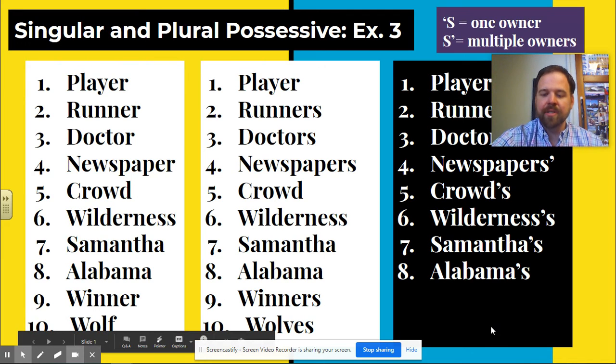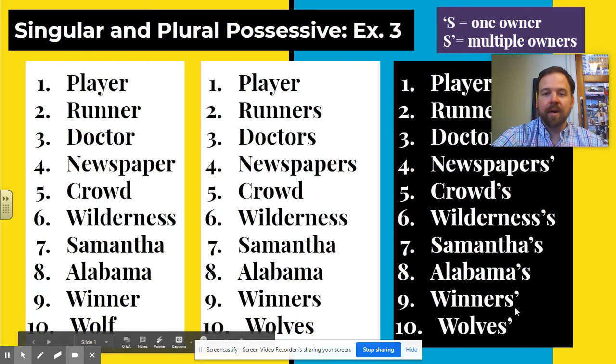All right, winners is that's apostrophe. And the last one here, 10, wolves was kind of tricky too because you had to take wolf, turn into wolves, and then you had to have plural possessive, which again, you keep this wolves and you bring the apostrophe over, so you have S apostrophe. So this was a spelling change and an S apostrophe. So that one was also a little tricky.